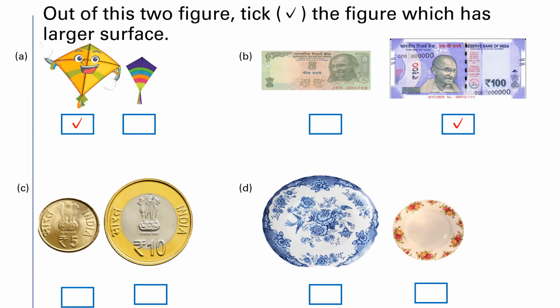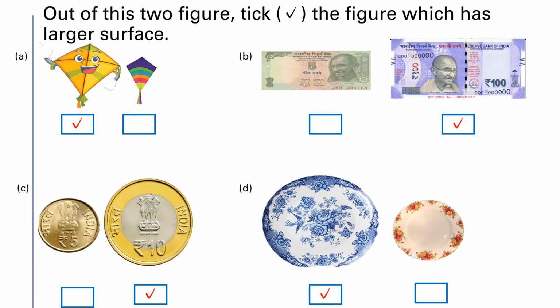In C, can you tell me which coin has larger surface? 5 rupee coin or 10 rupee coin? Yes, the answer is 10 rupee coin. So write the 10 rupee coin. In D, which plate has larger surface? Blue or white? Yes, the answer is blue plate. So write the blue plate.